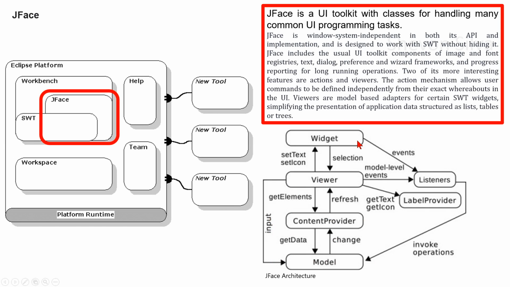And the widget is connected to listeners. Events are passed from widget to listeners. The viewer is connected to listeners. Model-level events are passed from viewers to listeners. The viewer is connected to the label provider. Get text and get icons are passed from viewer to label provider. Listeners are connected to the model, and invoke operations are passed from listeners to model.